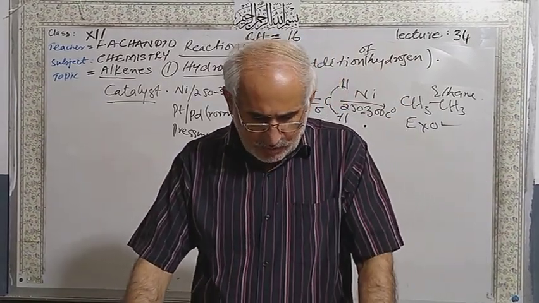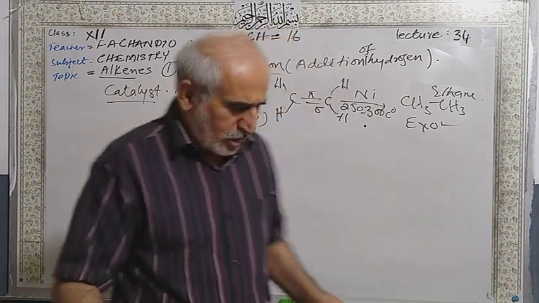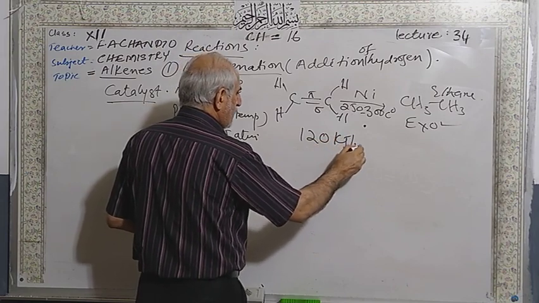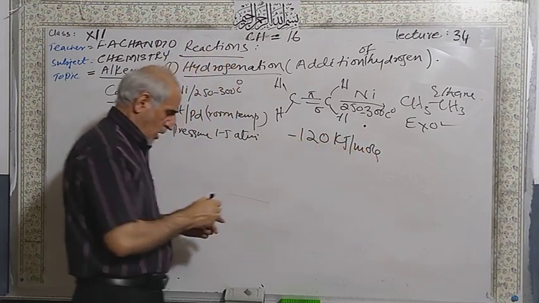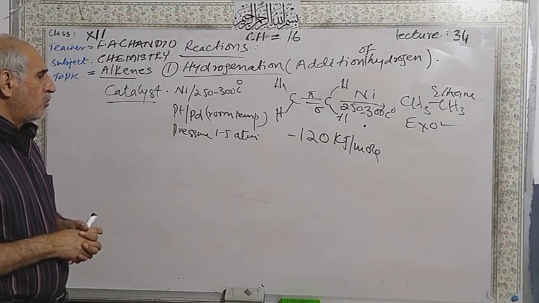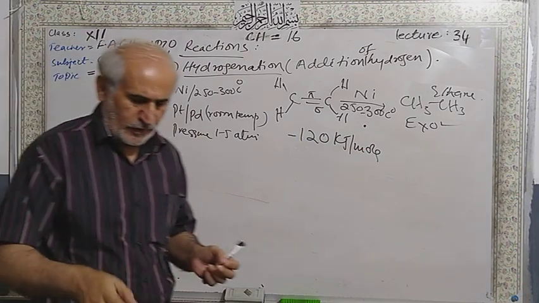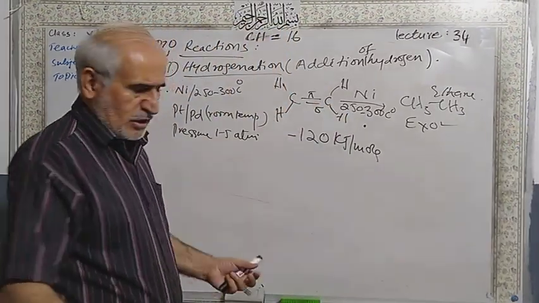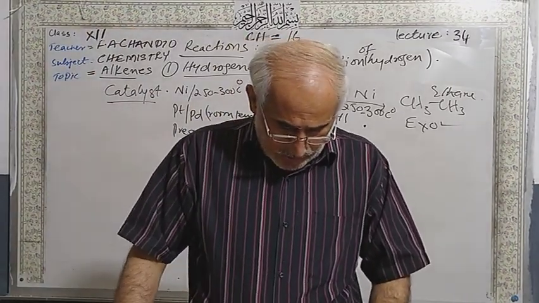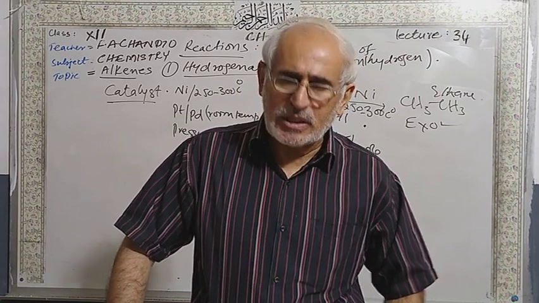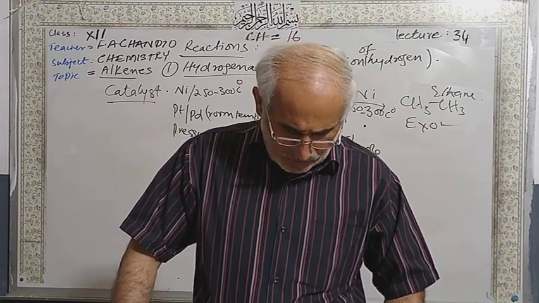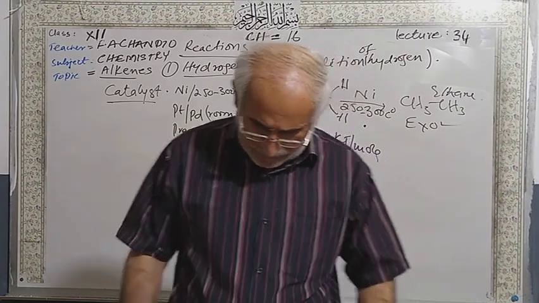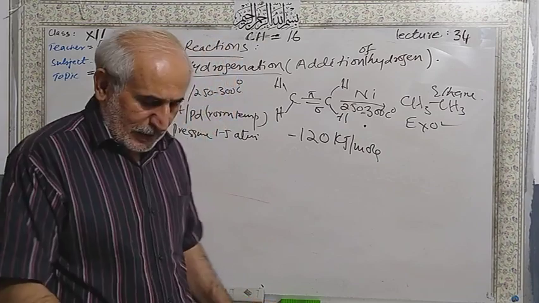The heat of hydrogenation of most alkenes is about 120 kilojoules per mole. This amount of energy, minus 120 kilojoules per mole, is evolved in this reaction. Exactly it is 119.5, so this is 120. So the double bond changes into a single bond and the pi bond changes into a sigma bond, and I told you the catalysts we use are platinum, palladium, and a very important catalyst we call Raney nickel.